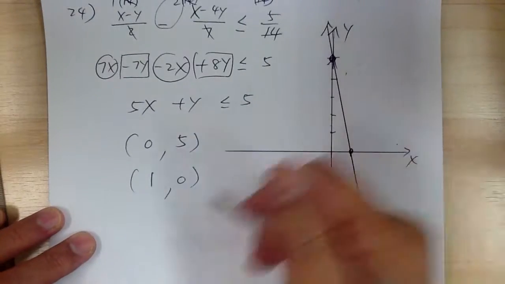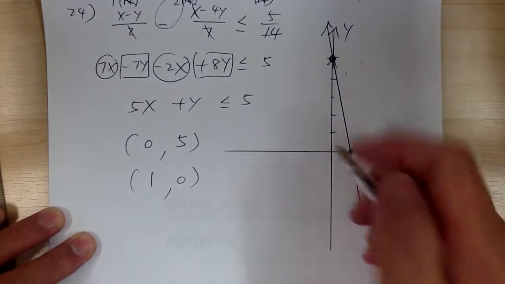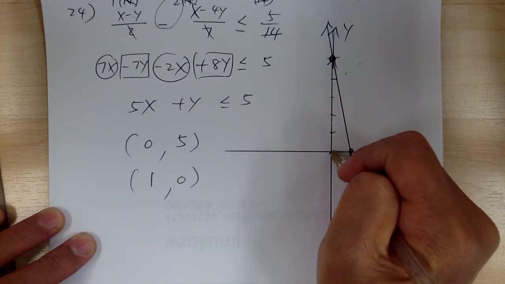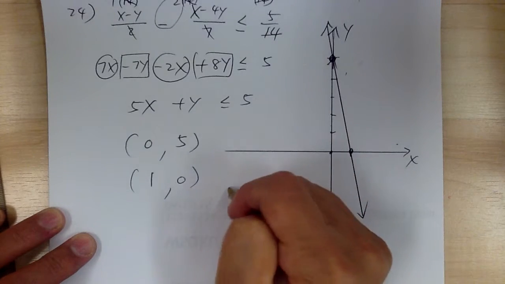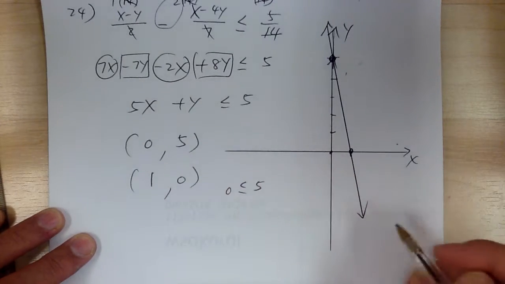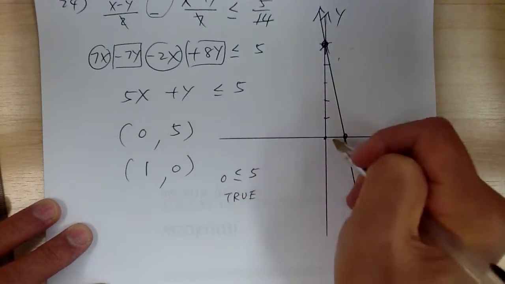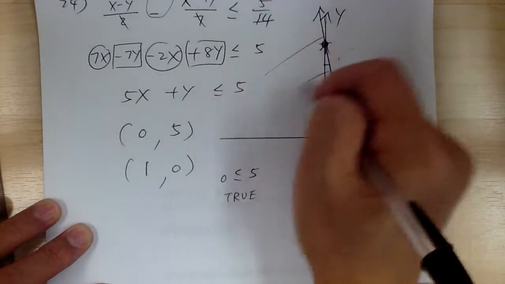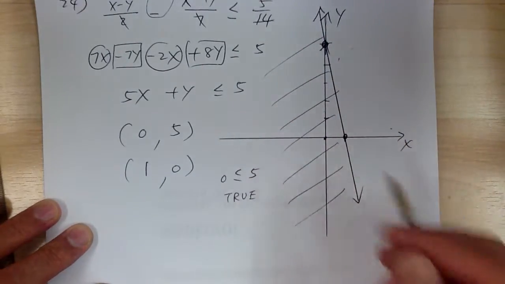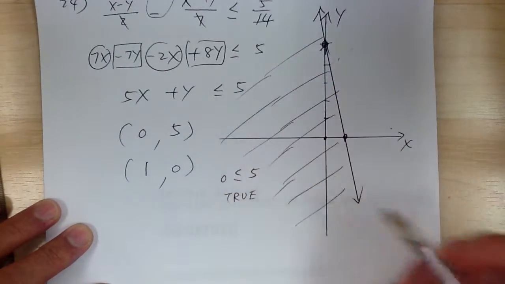Then next, I need to decide which half to shade in. So I'm going to use 0, 0 as my testing point. So I get 0 is less than or equal to 5. So this is true. So this point is true. That means this half is true. So you just do the shading, and that's all you have to do. Okay, and that's your answer.